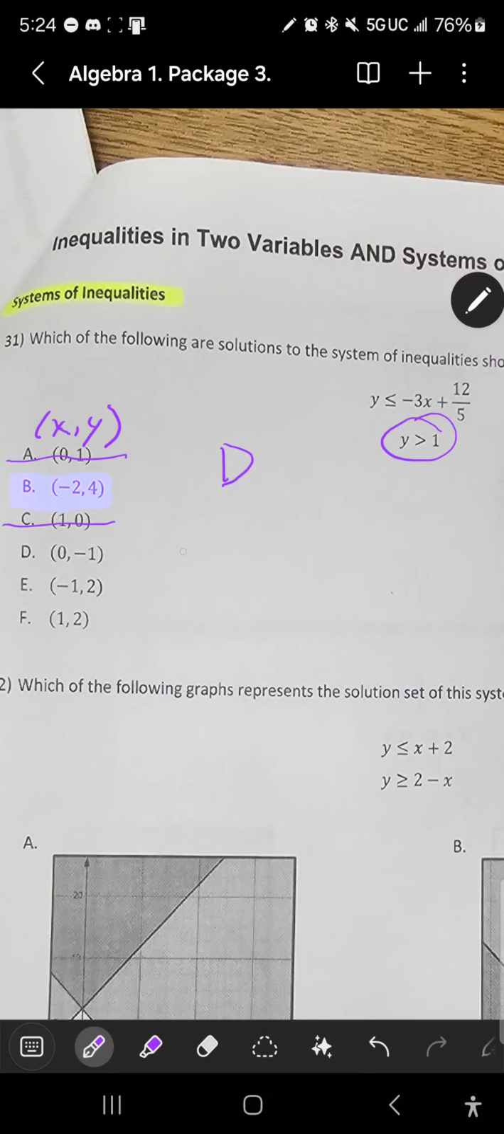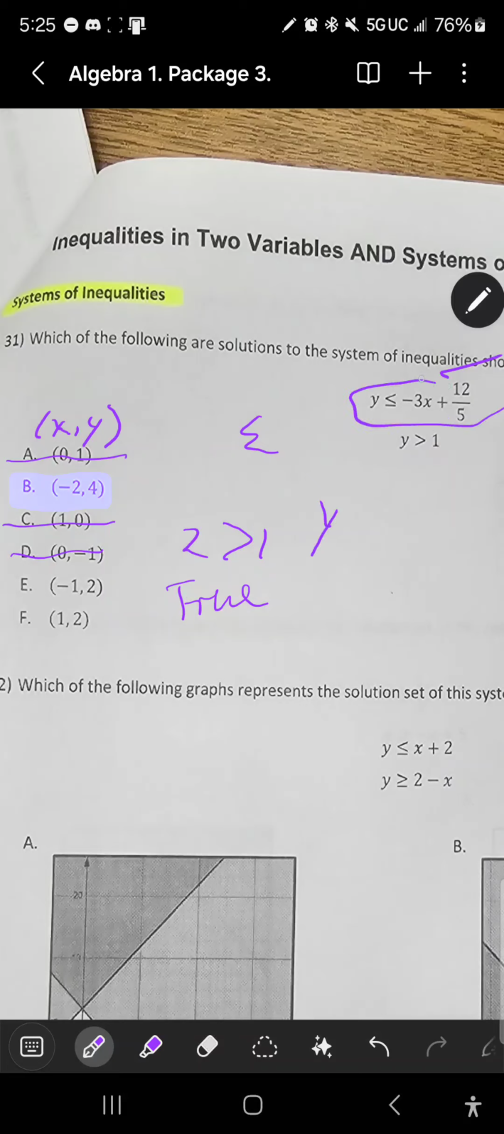Now D, we say -1 greater than 1. This is false because of the same reason. -1 is less than 1, not greater than. So this one is not true. Now E, 2 greater than 1. Okay, we are fine. This is true. Now let's look at the other equation.